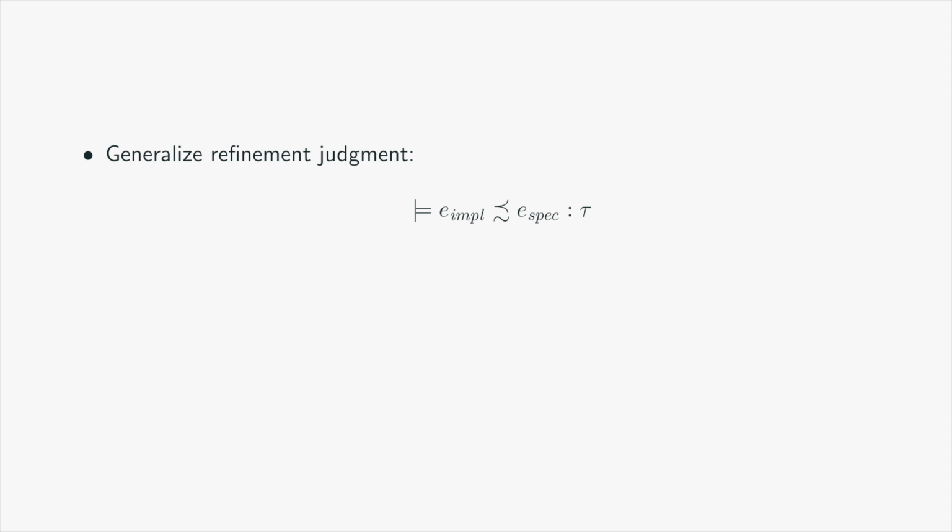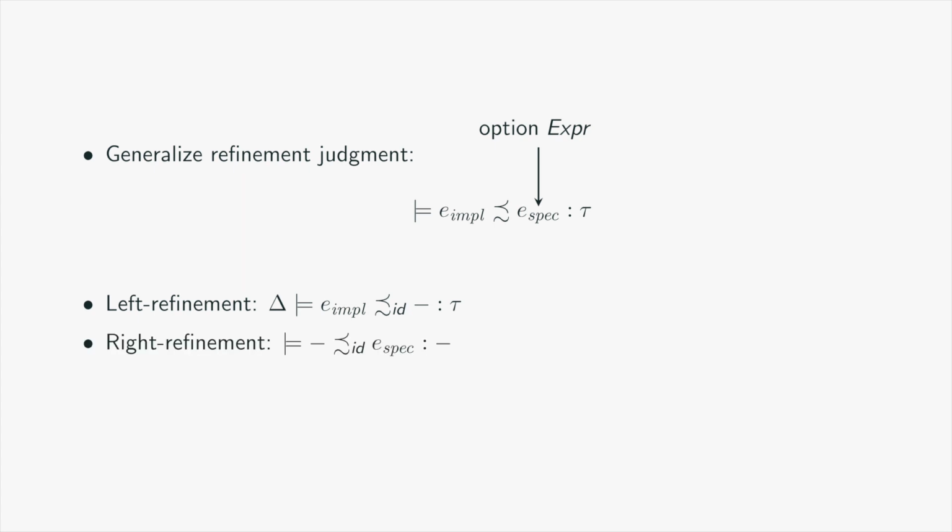So we first generalize the normal refinement judgment such that the specification may be absent. So instead of this argument here being an expression, it's now an option of an expression. And when the specification is absent, we write the refinement judgment like this and call it a left refinement. We also add a new judgment that contains only the state of the specification, which looks like this, and which we call a right refinement. Relic's existing tactics for symbolically executing the implementation still work when the specification is absent, and we add new tactics for symbolically executing a right refinement.